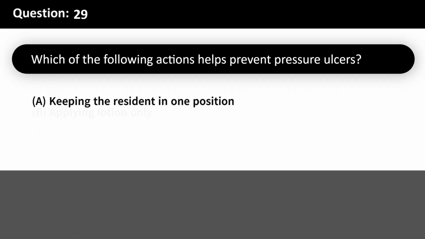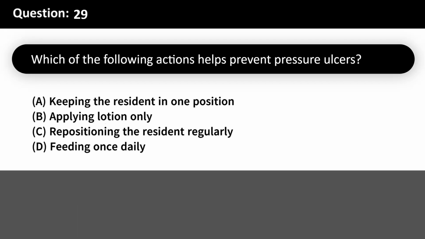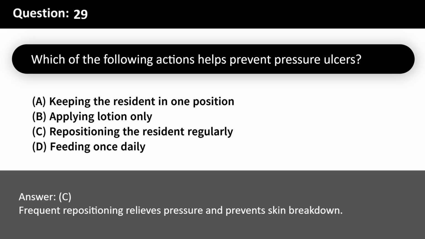Which of the following actions helps prevent pressure ulcers? A. Keeping the resident in one position. B. Applying lotion only. C. Repositioning the resident regularly. D. Feeding once daily. Answer: C. Frequent repositioning relieves pressure and prevents skin breakdown.